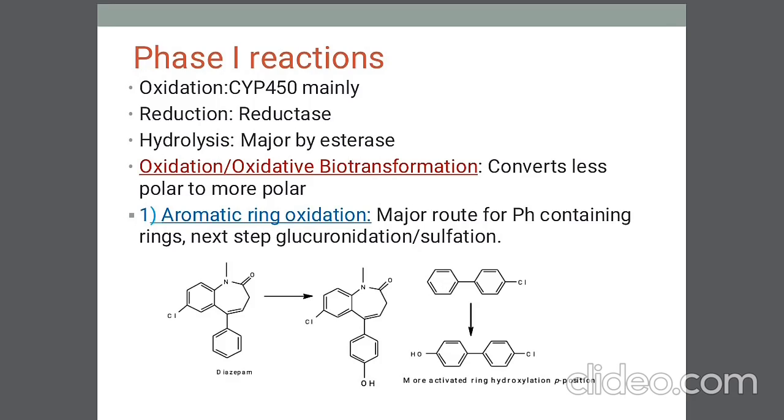Now just begin with oxidation, or the oxidative biotransformation. This process converts a less polar drug or less polar moiety to a more polar moiety. This oxidation is further divided into aromatic ring oxidation, side chain oxidation and so on. What to remember in this case is that we have to concentrate on the site where the metabolism is going to take place. Aromatic ring is a site, side chain is a site, allylic carbon is a site, benzylic carbon is a site. What do you mean by that?